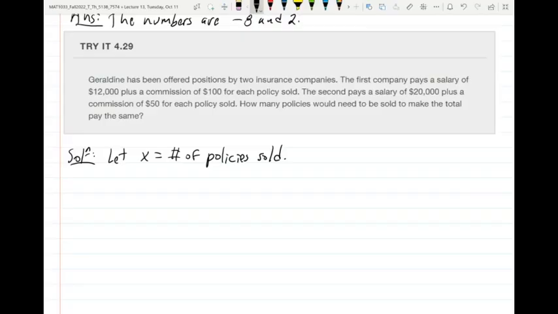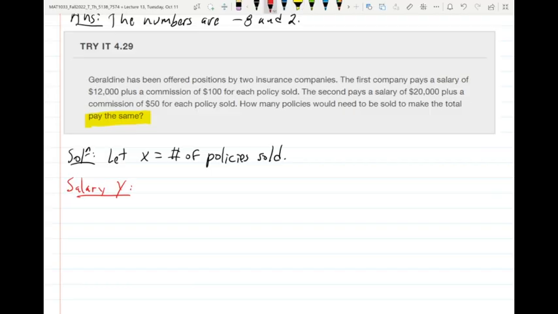Now let's see how much the first company is going to pay you. If you sell X policies, what's your salary according to the first company? Salary 1, by this I mean the salary of the first company. Do you understand this? Yes? So let's call our salary Y. And we want the pay to be the same.